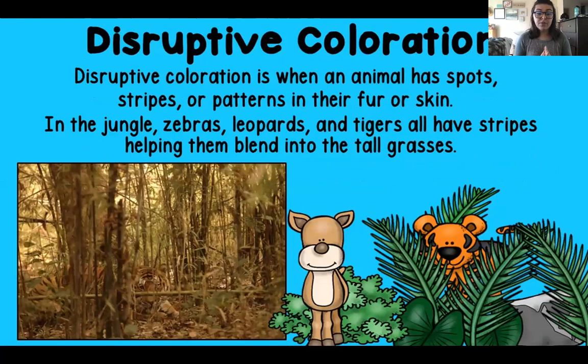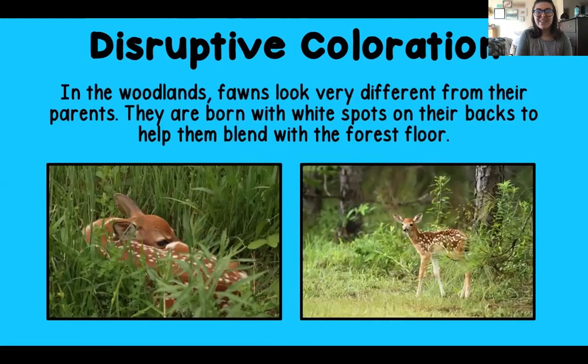We also have disruptive coloration. It's where an animal has spots or stripes or patterns in their fur or skin. So in the jungle, zebras, leopards, and tigers have stripes that help them blend with the tall grasses. In this picture over here on the left, there's actually a tiger hiding in those trees. You might not even be able to see it because he's camouflaged so well. You can always pause the video and keep looking if you can't find him. And in the woodlands, baby deer or fawns look different from their parents because they have white spots on their back to help them blend with the forest floor.